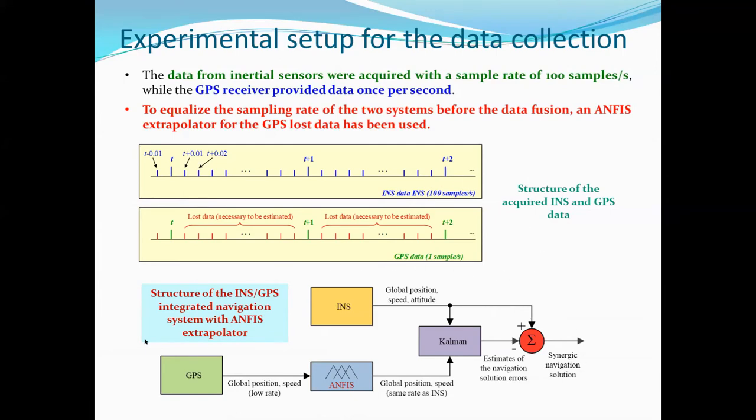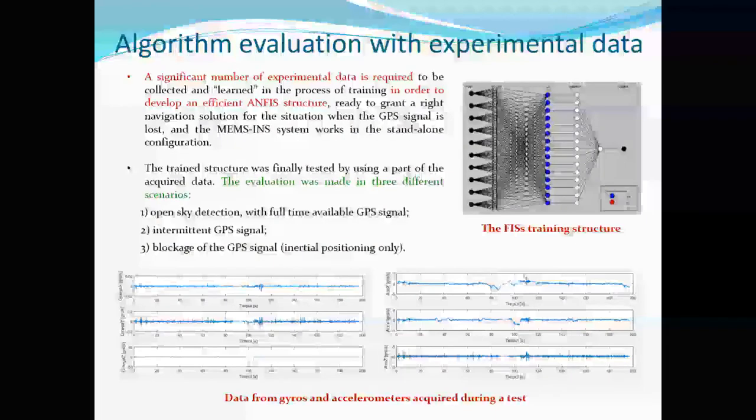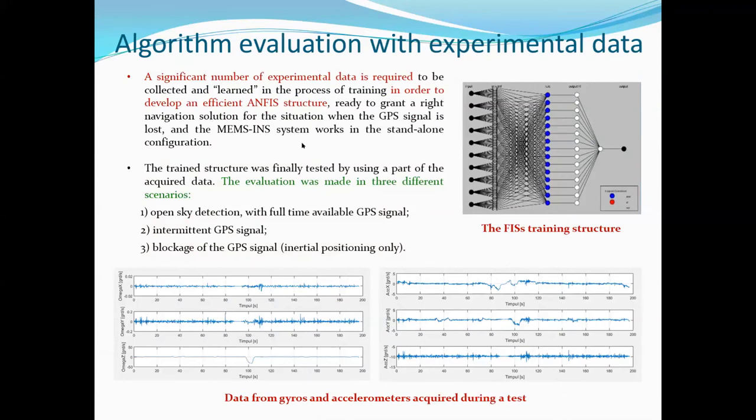The structure is this one. After a significant number of experimental data were acquired, we started to train the adaptive neurofuzzy inference system. We have here the training structure for each fuzzy inference system. So we'll have 10 inputs and one output, having, I repeat, six channels, three speeds and three positions. Here you can see an example of the data acquired from the inertial sensors. You can see a lot of noise on the sensors because they are MEMS sensors with low performance.